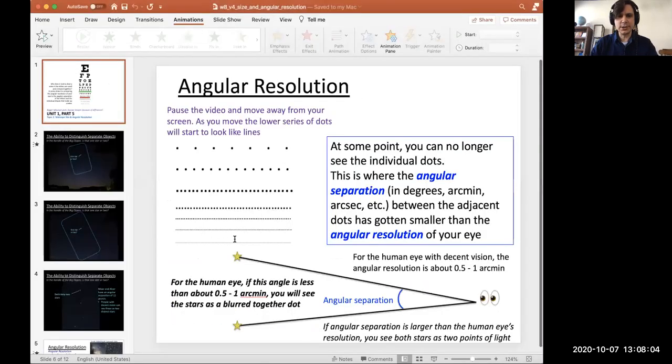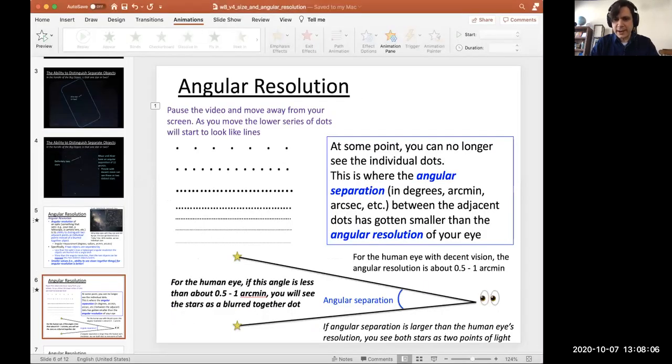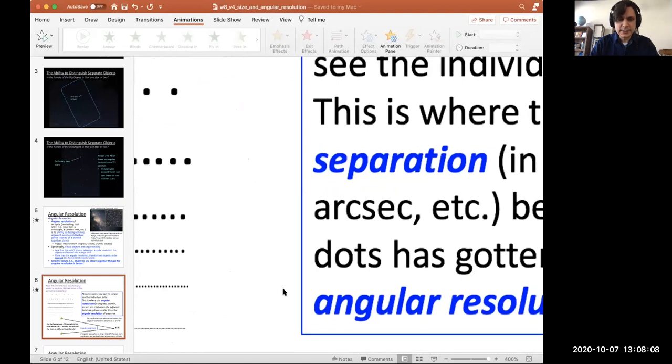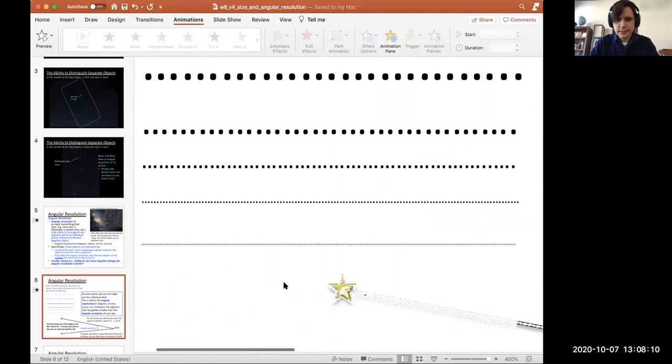I can show you that if I zoom in. So you can see that that bottom row is indeed a series of dots. This is a series of dots. This is a series of dots. The white space is just really, really small. So there's a small amount of angular separation between them.